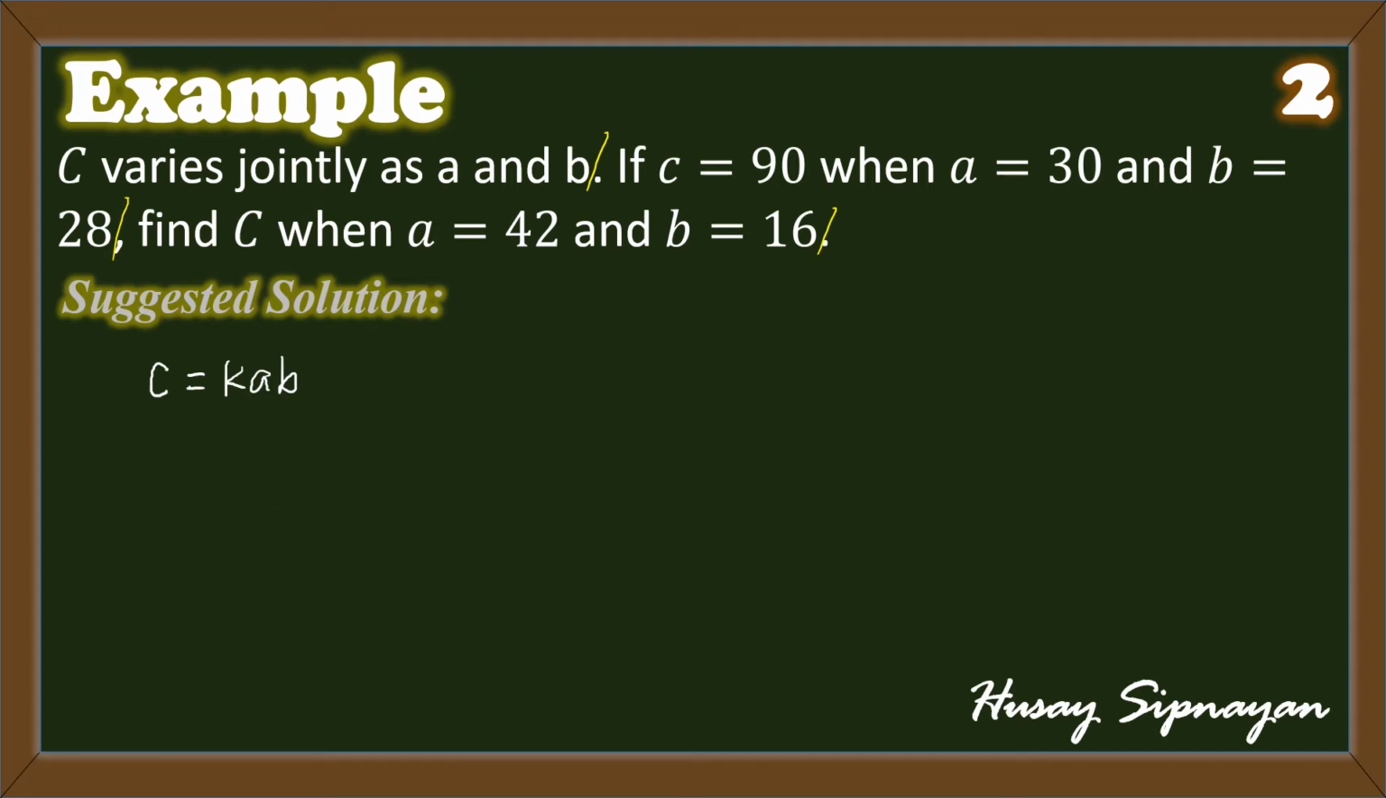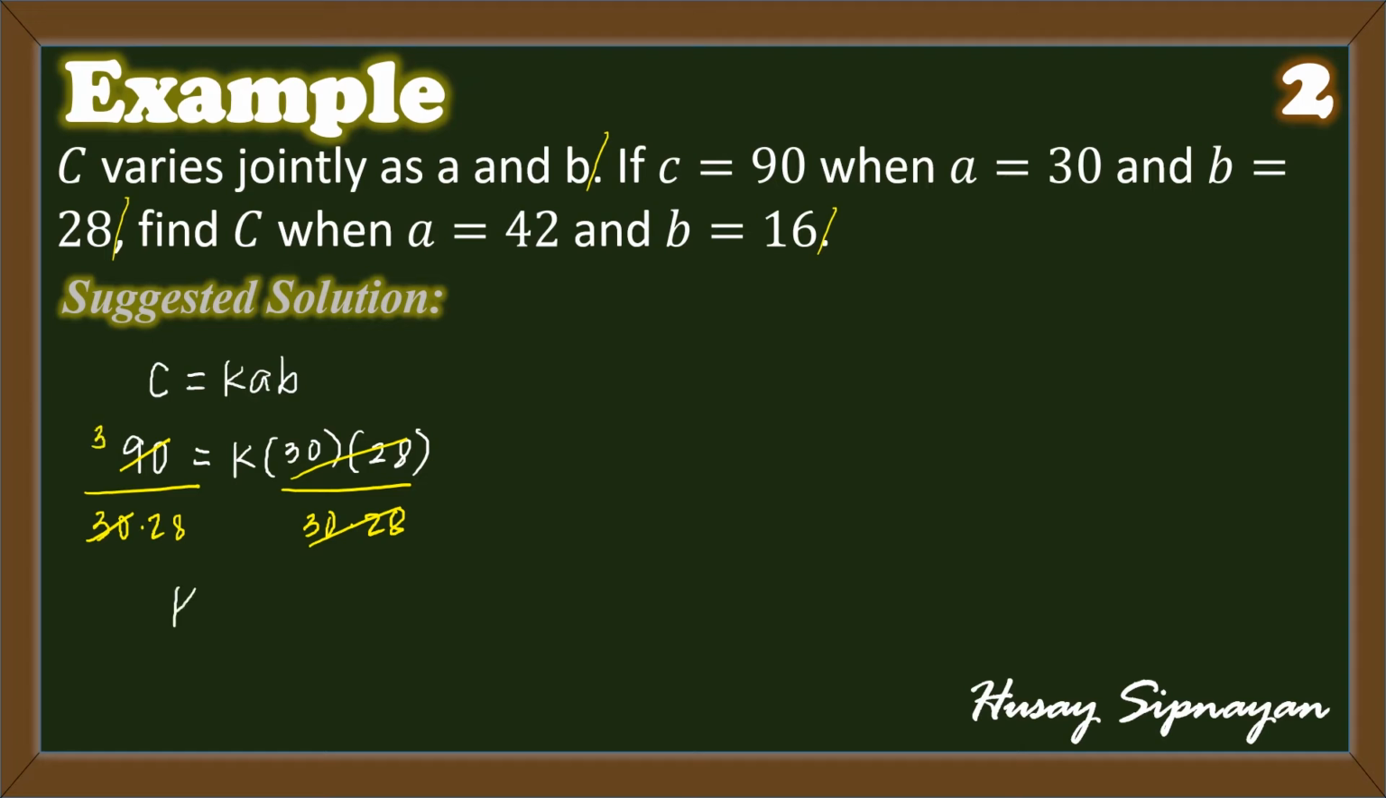Substitute natin. Meron tayong 90 is equal to K times 30 times 28. Divide natin both sides sa product ng 30 at 28. Magka-cancel ito sa right-hand side. At sa left-hand side, meron tayong 90 over 30 times 28. Ibig sabihin, ang nakuha nating value ng k ay 3 over 28.